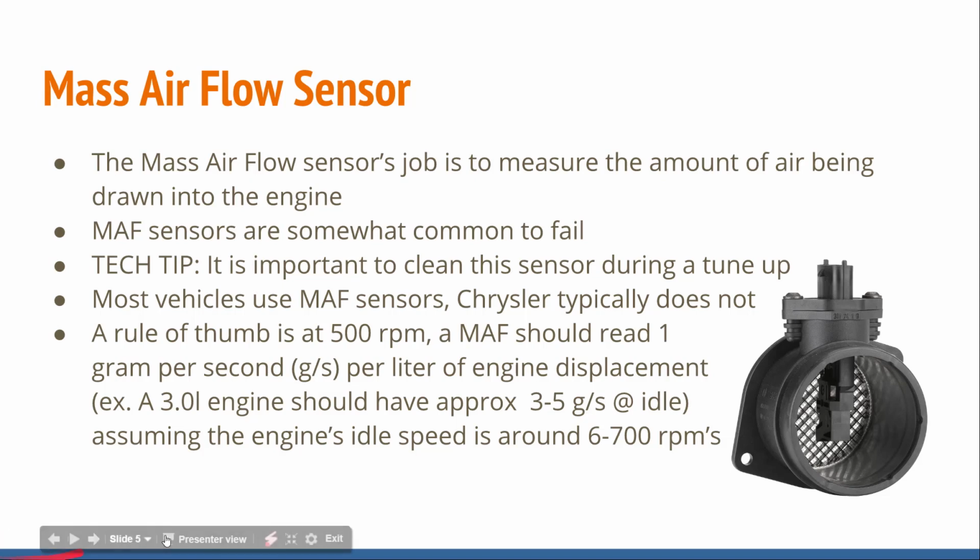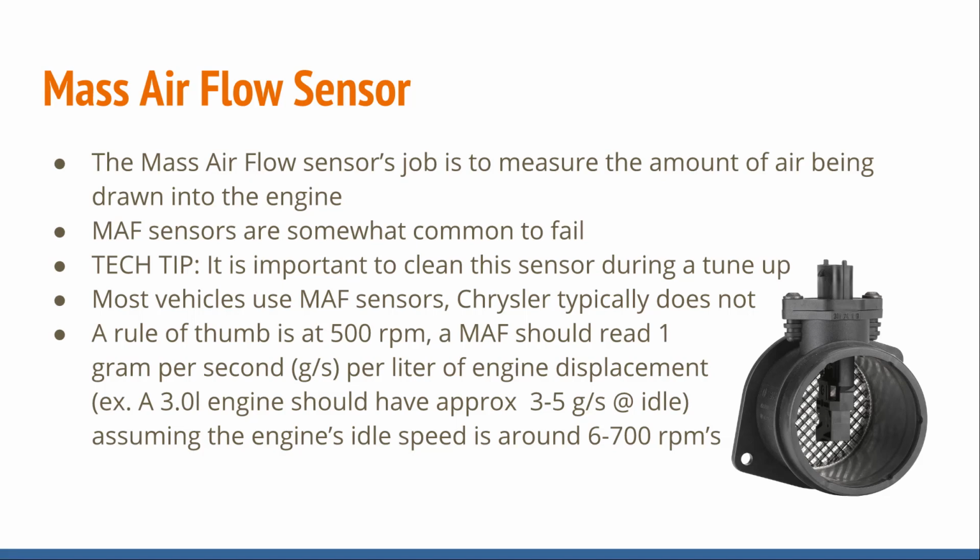For an example, we have a 3-liter engine here, right? A 3-liter engine at 500 RPMs should make how many grams per second? 3. Okay, so I put on here, example, a 3-liter engine should have approximately 3 to 5 grams per second at idle. Now why 3 to 5? That is because typically an engine idles a little bit higher than 500 RPMs. Assuming the engine idle speed is around 600 to 700 RPMs, that's why we give ourselves a little bit more. It's going to be running a little bit faster than 500 RPMs, thus pulling in a little bit more air.